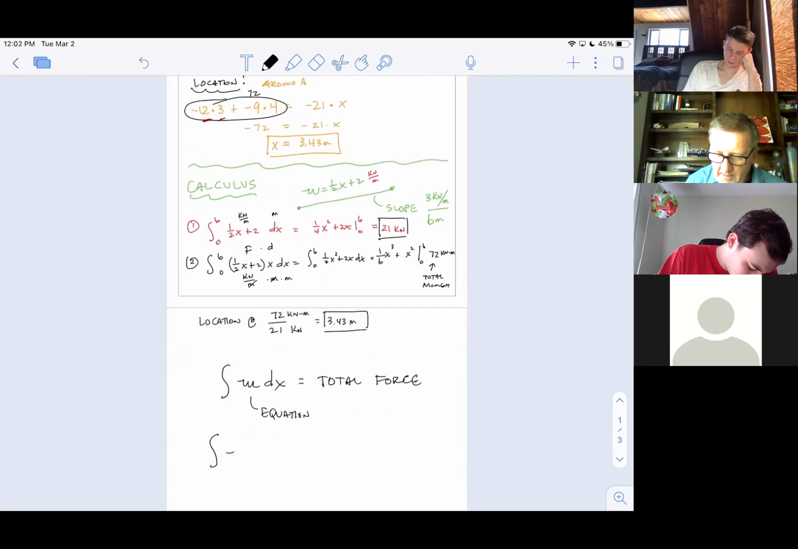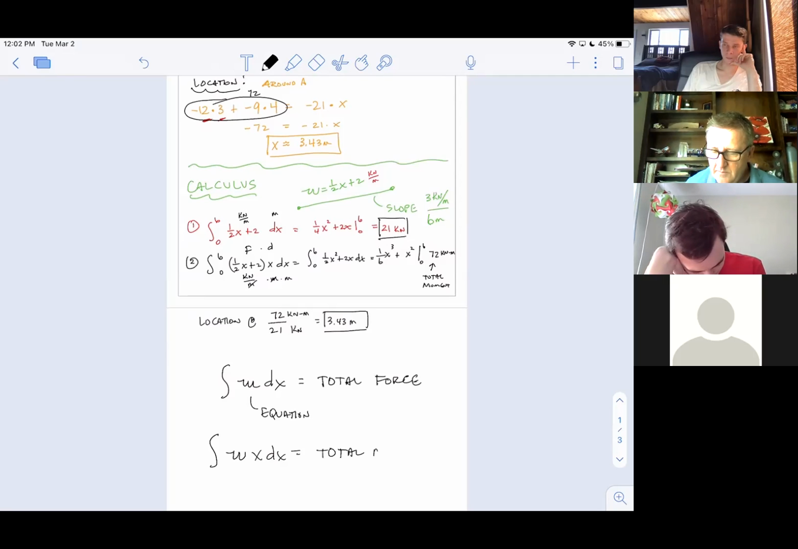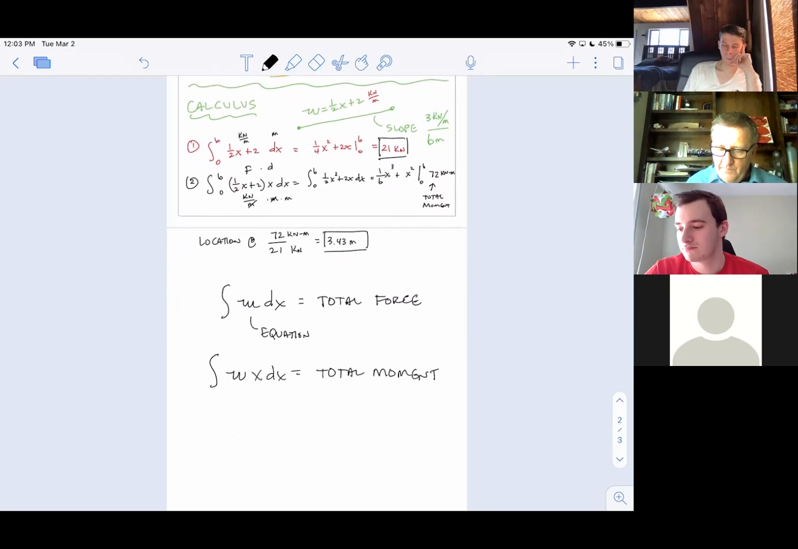If you take the weight times x dx, then you're getting the total moment. And then if you divide those, you're getting the location.